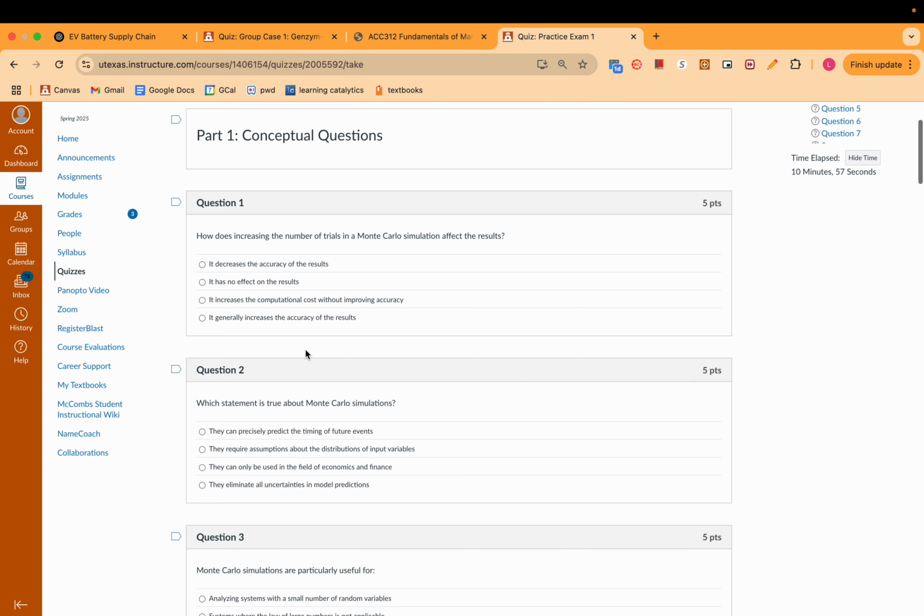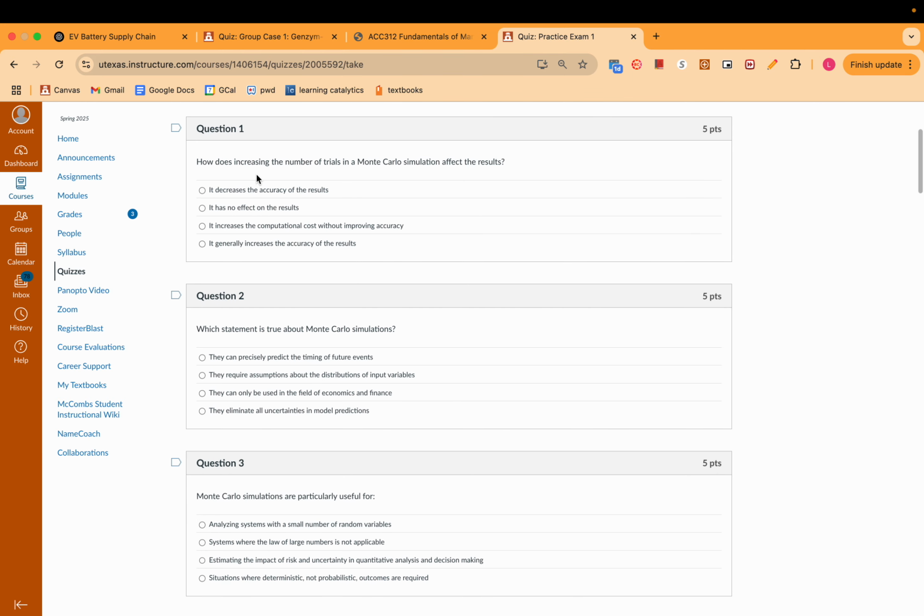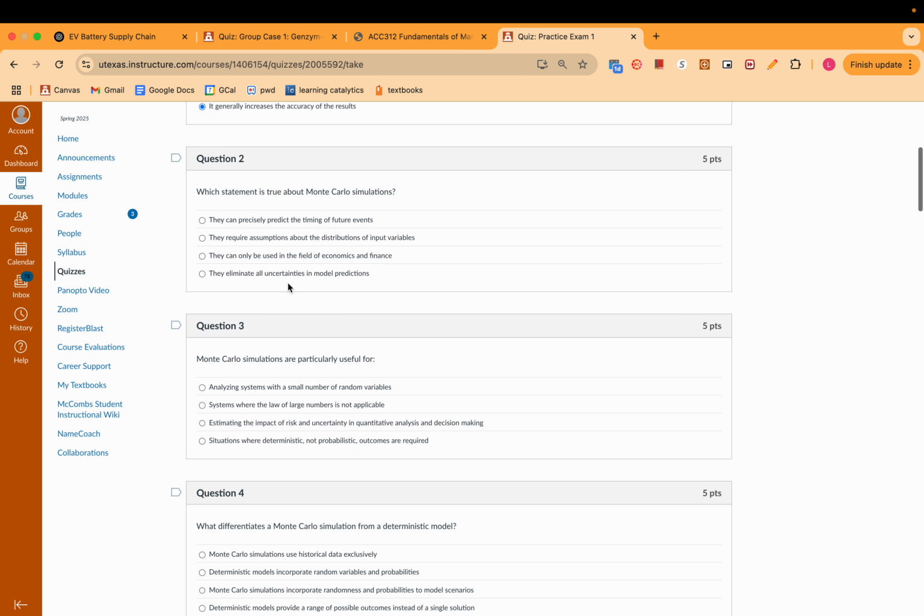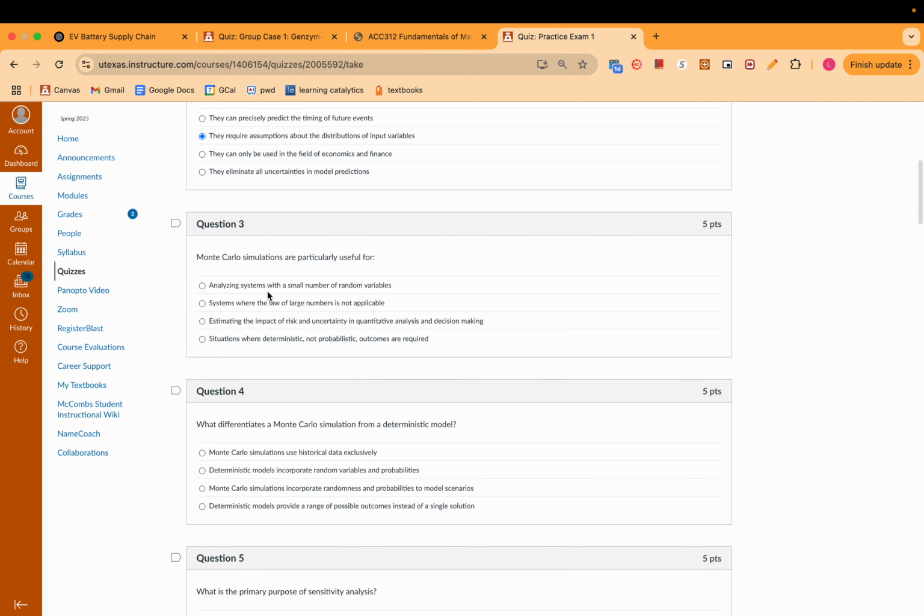Oh, here are some conceptual questions. We can go over this too. How does increasing the number of trials affect the results? It'll increase the accuracy. What statement is true about Monte Carlo simulations? They can predict timing? No. They require assumptions about distributions? Yes, because it was working with probabilities. Eliminated all? No. Monte Carlo simulations are particularly useful for deterministic? No. Risk and uncertainty? Yes.